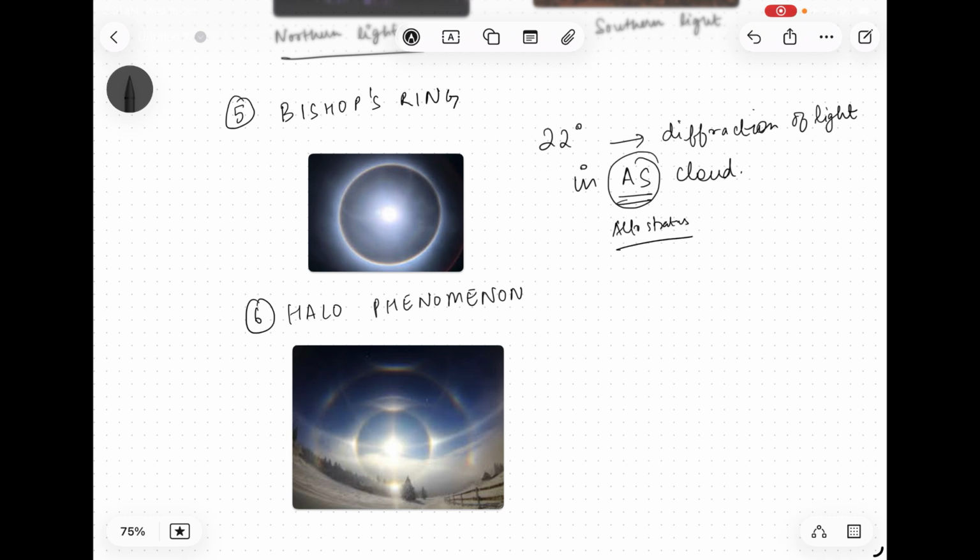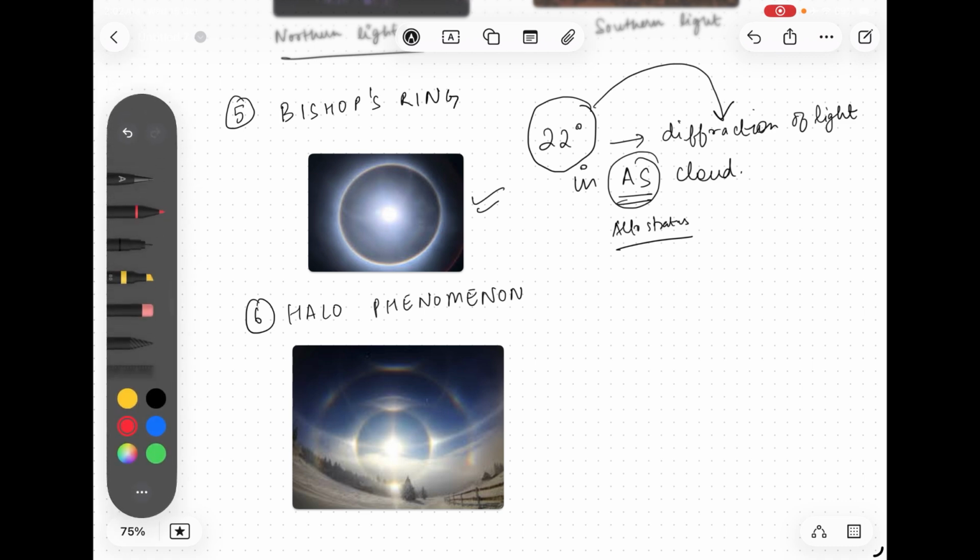What you need to remember, this is the effect. It looks like a ring around a cloud, and the ring is of 22 degrees size. Bishop's ring is of 22 degrees, and it is due to the diffraction. Why that happens is very important to understand. This is happening due to the diffraction of light, and it happens in which cloud? Altostratus. So these are the three questions that can come.